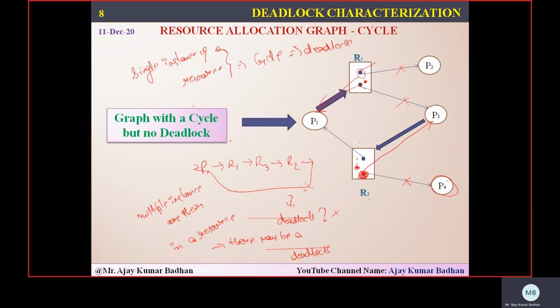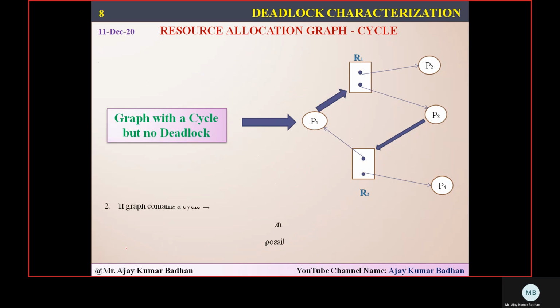Instead of two, we had a single dot. There is a cycle formation. Definitely there will be a deadlock. But since we have multiple instances, two instances in one resource, there may be a possibility of deadlock, but it's not sure that deadlock will definitely arise in that particular scenario. That's what he's saying in this particular thing.